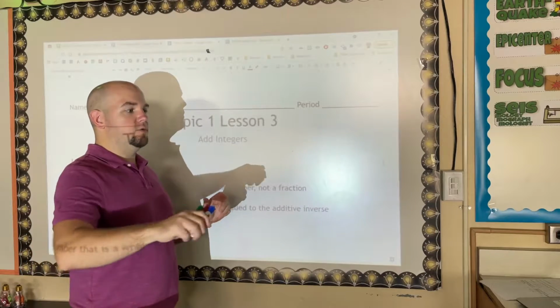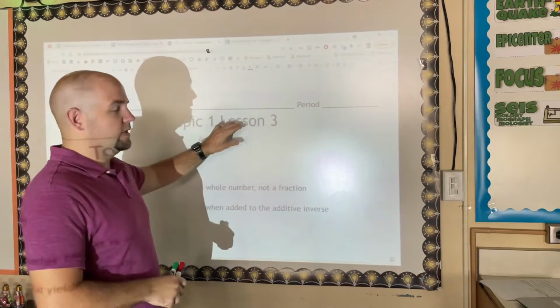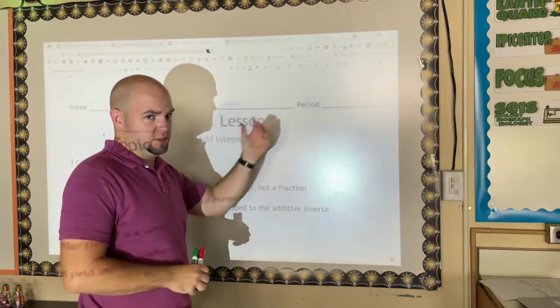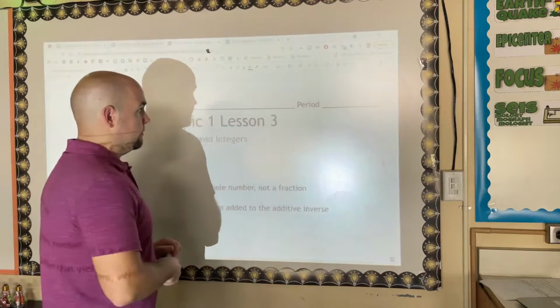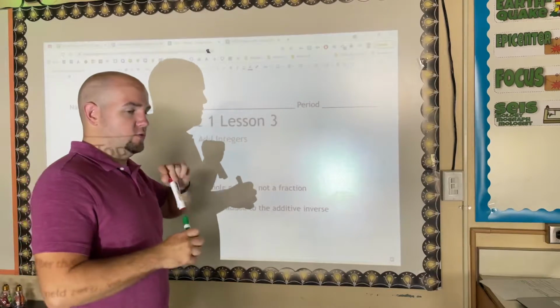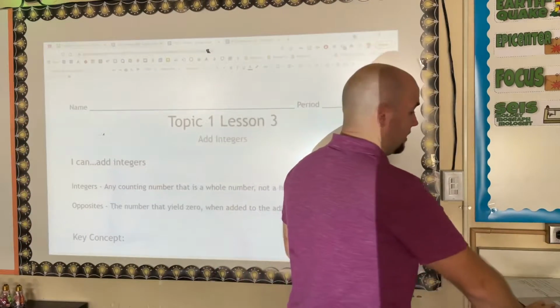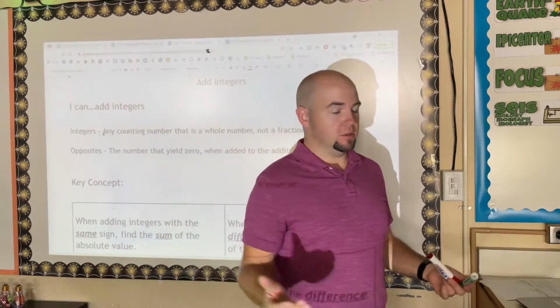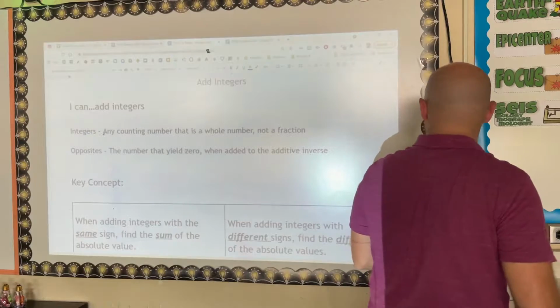All right, hey, today we're doing topic 1, lesson 3, so we're skipping over lesson 2. We're going to come back to it a little bit later. So the next one in our series is lesson 3. The thing we're looking at today is just adding integers. We're not doing any subtraction, multiplying, dividing, or anything like that yet. We will get to that. Our vocabulary terms are still the same. We aren't adding any new ones today.